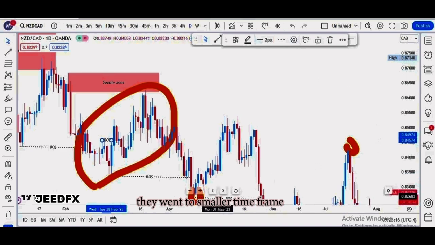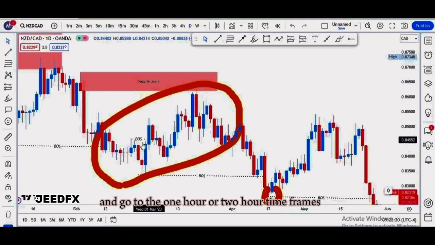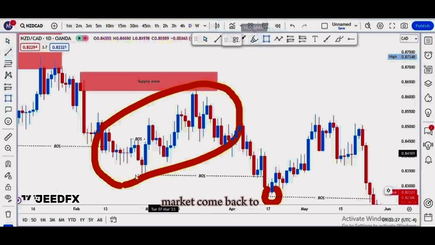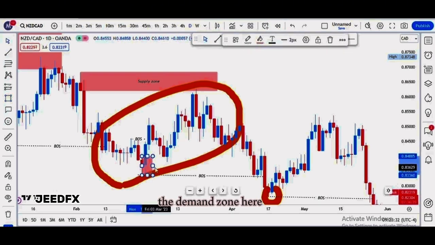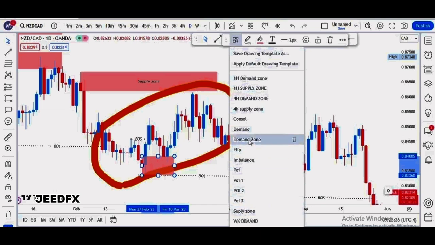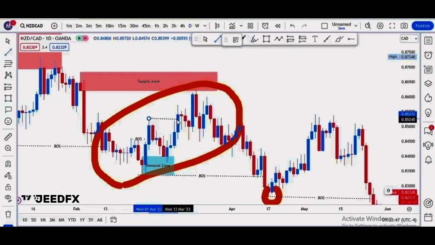They go to a smaller time frame. You can go to the 1 hour or 2 hour time frame. The break of structure there. Market comes back to the demand zone here. Market comes back to the demand zone here. Market comes back to the demand zone. They were happy being in profit. Yeah, break of structure.